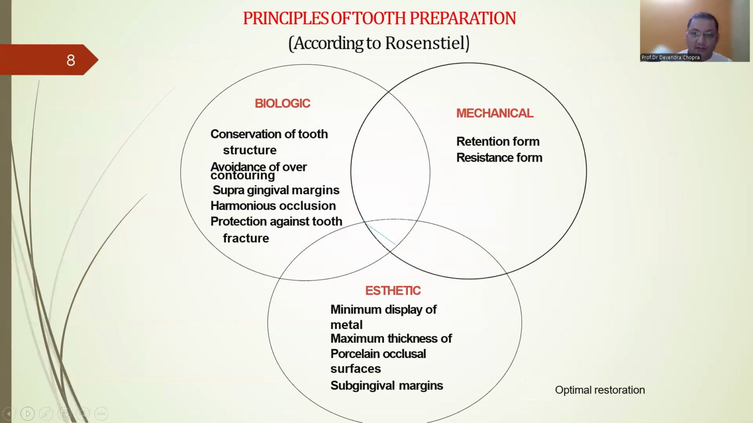Protection against tooth fracture. Mechanical includes your retention form and your resistance form. And the last is your patient's expectations about aesthetics. That is minimal display of the metal if you are going for porcelain fused to metal crowns. Maximum thickness of porcelain on occlusal surfaces. I have told you already about the occlusal clearance part, and your subgingival margins, which will again have a question of maintaining a proper oral hygiene also. Next slide.